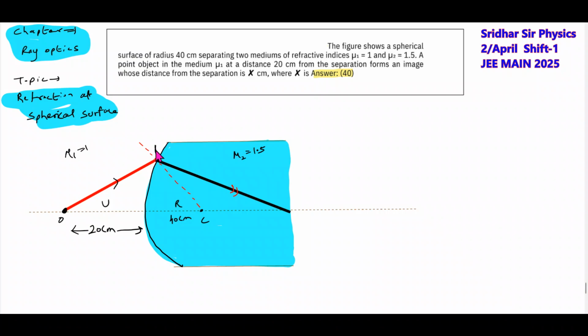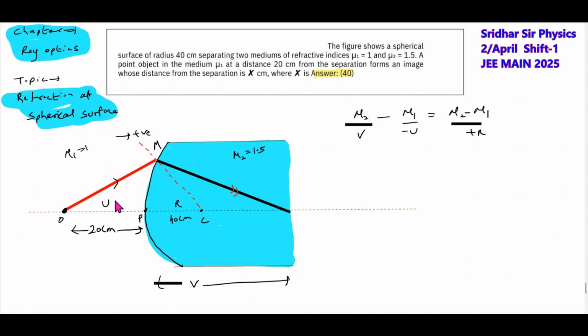Okay, fine. So at point P it will undergo refraction, or say at M, there is a point P. So we have to calculate this image distance V. Using the formula where the refracted ray is present in the denser medium, mu 2 by V minus mu 1 by U equals mu 2 minus mu 1 by R. Why the negative sign? Because towards the right will be positive.